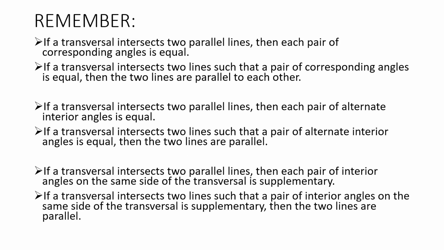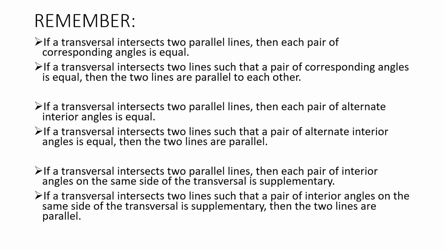Please remember the following results. They are very useful. First one, regarding corresponding angles. If a transversal intersects two parallel lines, then each pair of corresponding angles will be equal. The converse also holds: if a transversal intersects two lines such that a pair of corresponding angles is equal, then the two lines will always be parallel to each other.